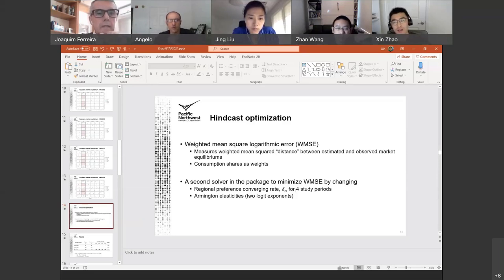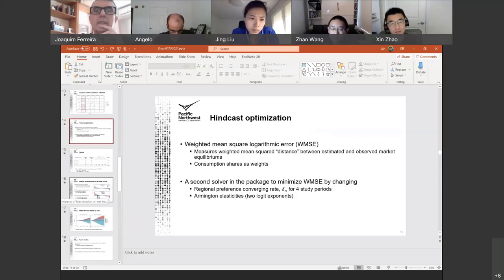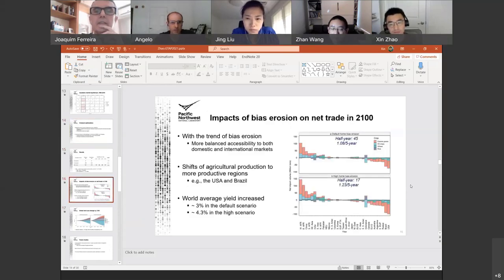Okay, can I ask something else? Yeah, sure. Go ahead. When you do the projection for the future, you showed that you had some increase in yields by 3% or 4.something%, as one consequence of this new approach, right? Is this 3% at the end in 2100, or is it 3% per year? What's the measure here? And is it explaining your big decrease in the cropland area?